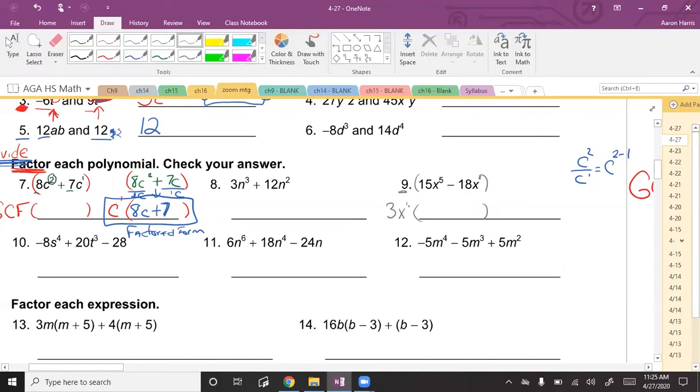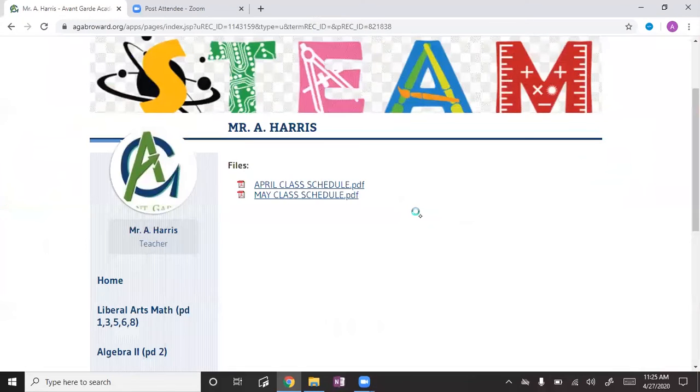Now what do we do with that 3x? We said we're gonna divide now. So we're gonna put the 3x under there. Now we're gonna divide the 15 by the 3. That's gonna be 5. And then X5 and X1 is gonna be X4.